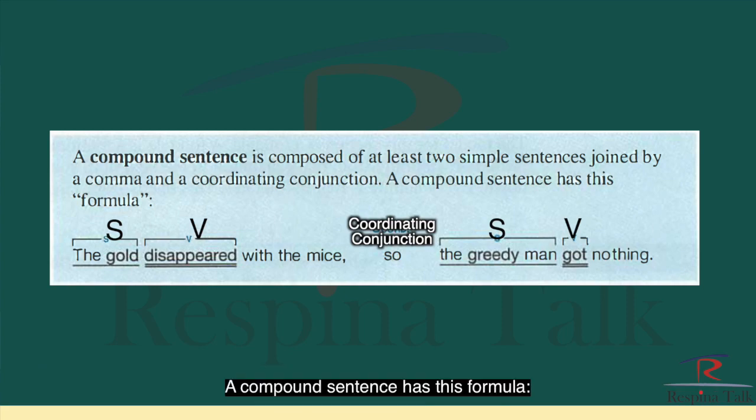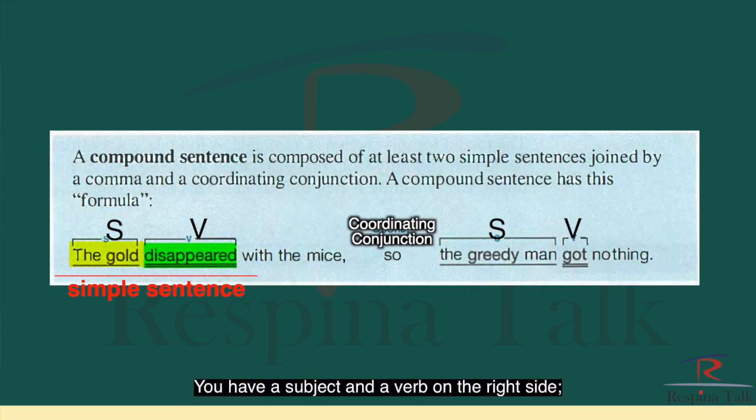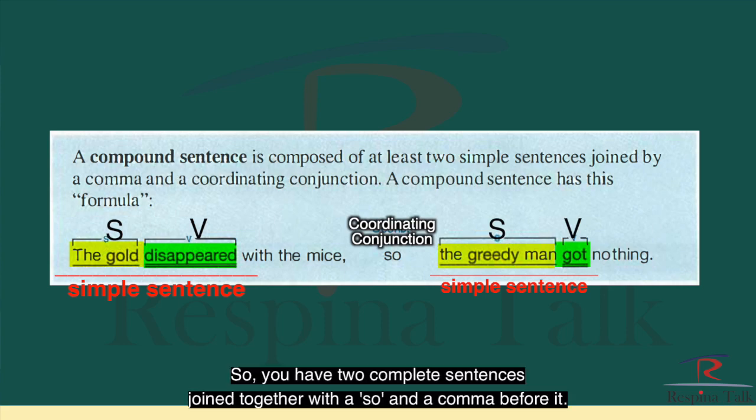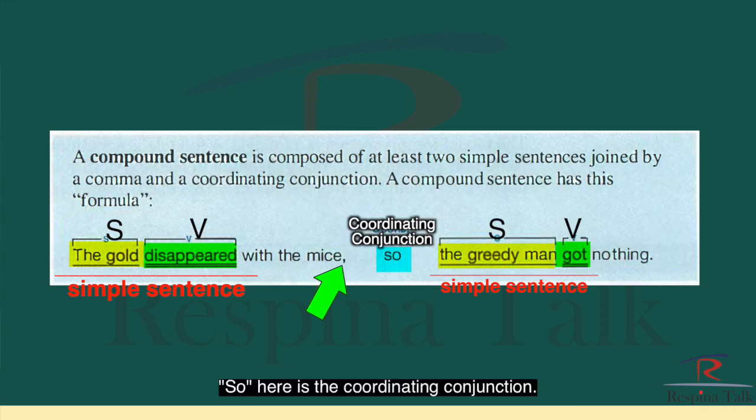A compound sentence has this formula. The gold disappeared with the mice, so the greedy man got nothing. You have a subject and a verb on the left side, which makes a complete sentence. You have a subject and a verb on the right side. The greedy man got nothing. So you have 2 complete sentences joined together with a so and a comma before it. So here is the coordinating conjunction.